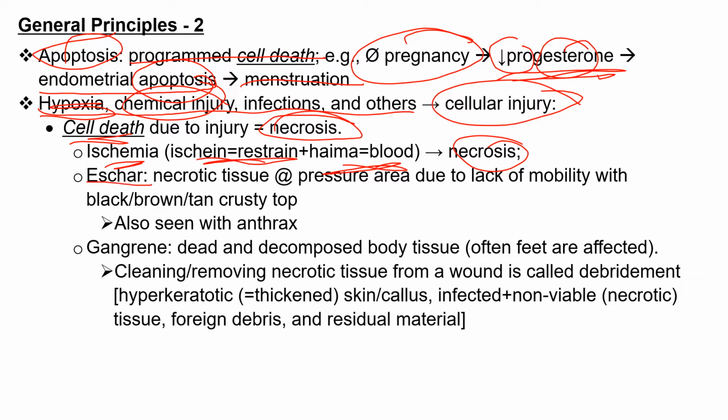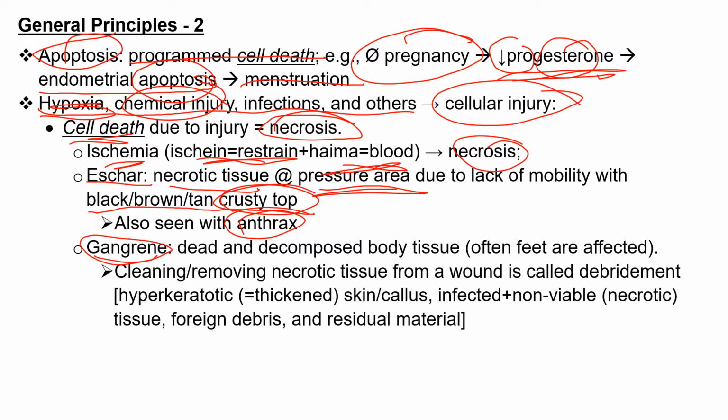I showed a picture, the picture of eschar. Eschar is a necrotic tissue, not a normal scab, for example, due to pressure injury. And so it looks black, brown, or tan, and it's a crusty, scab-like dead tissue, but it's also seen with bacterial infection with anthrax.